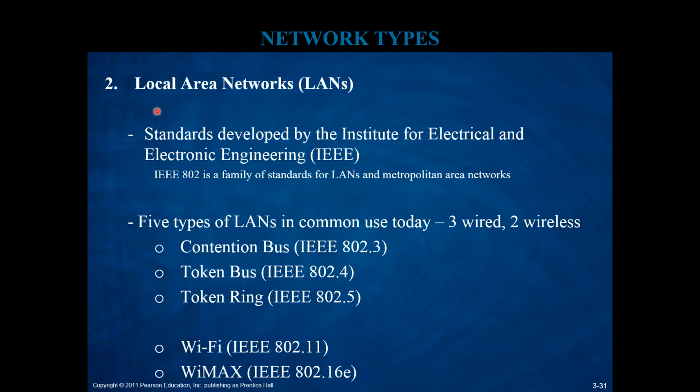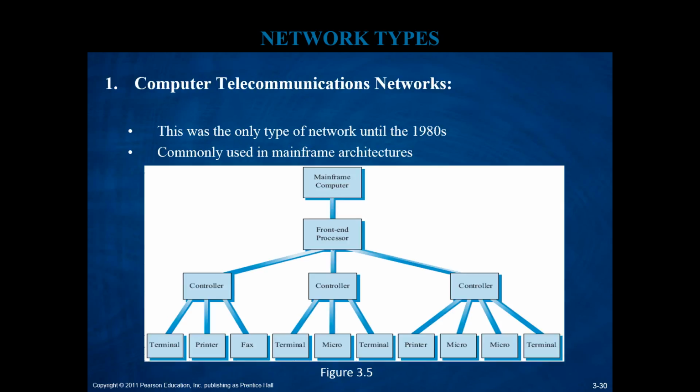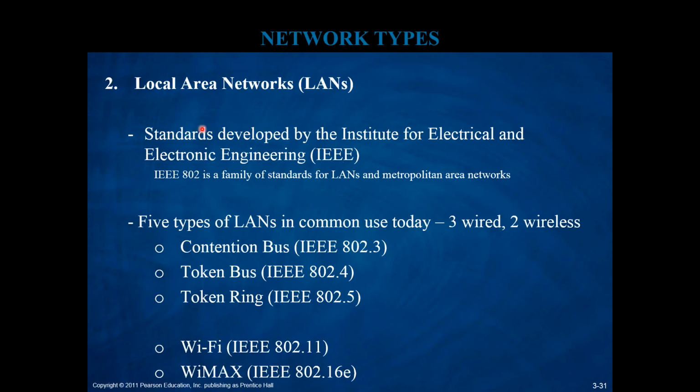Another common type of network, though this one is not common anymore, is the so-called local area network, or LAN. Standards for LANs were developed by the Institute of Electrical and Electronics Engineers, or IEEE. And IEEE 802 is a family of standards for LANs and metropolitan area networks, or MANs.